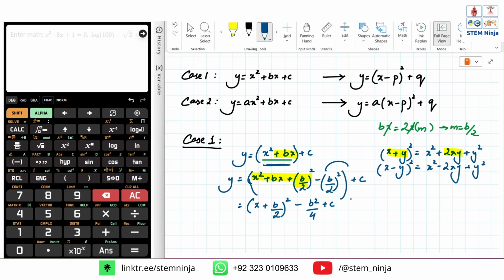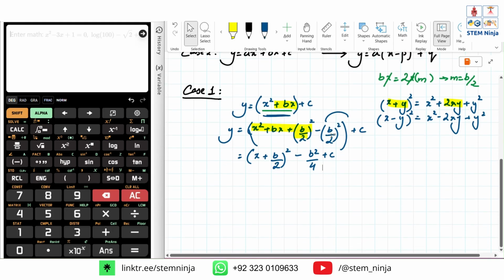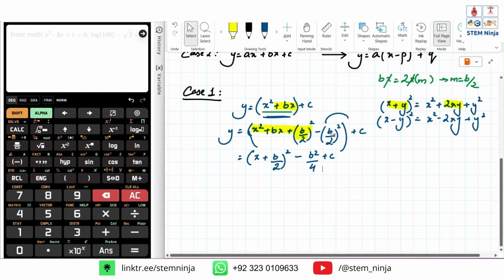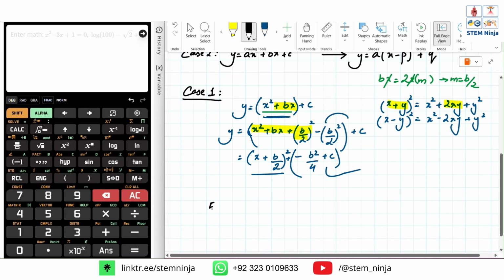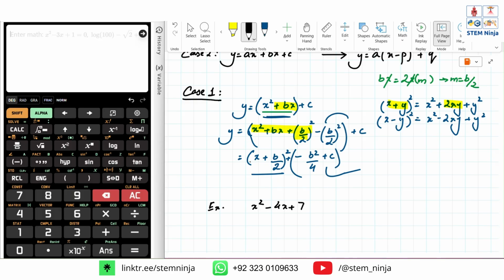So this is just one example of how this could look. And when you do the sum of this, you can have a plus in the middle. This is the constant and this will be the square. Case in point, let's do an example over here. Let's say you have x squared minus 4x plus 7.